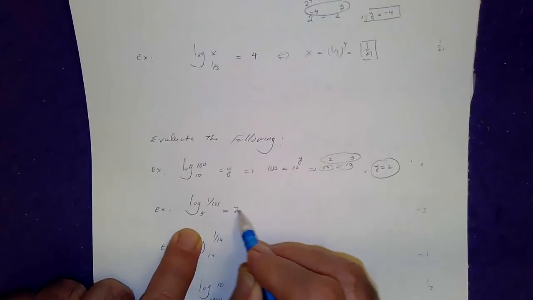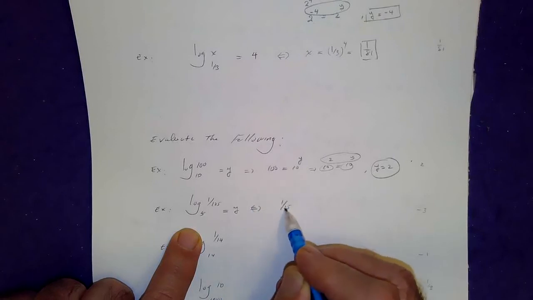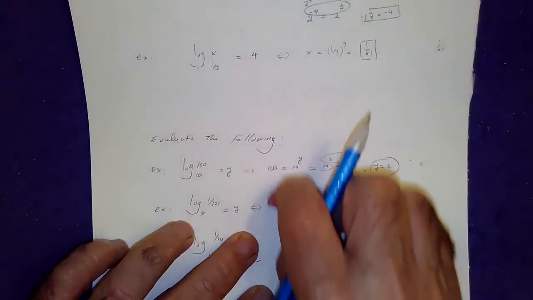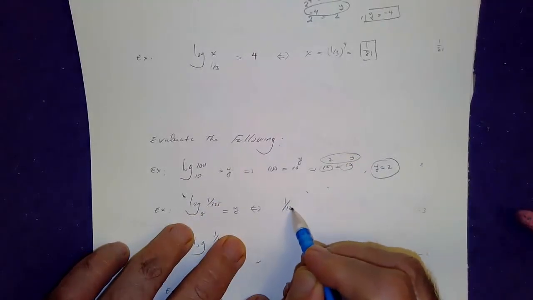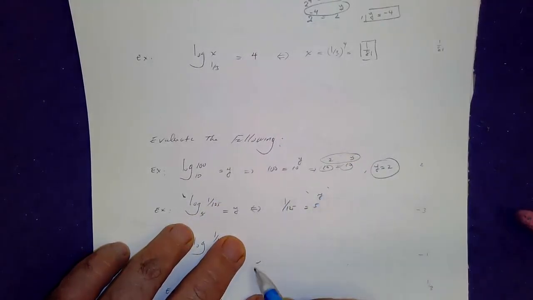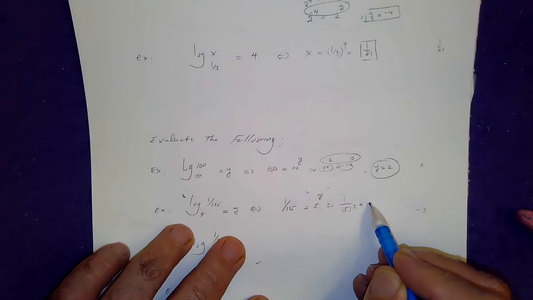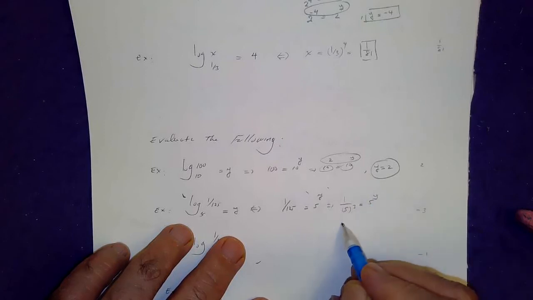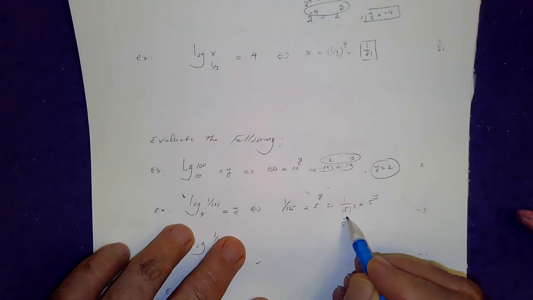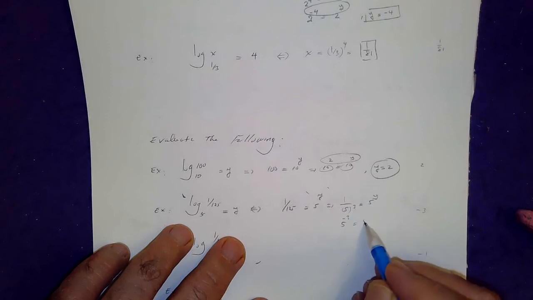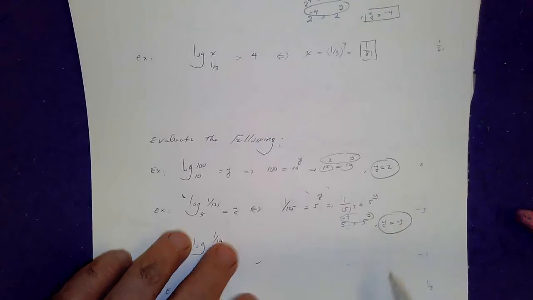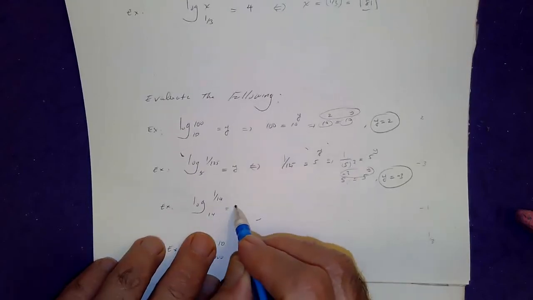What about this one? Well, that would be 1 over 125 equals 5 to what power? That would be the same as 1 over 5 cubed equals 5 to the y. But I can put that on top of the fraction and write it as 5 to the negative 3, just changing the sign of the power. And lo and behold, two exponents, same base. The powers have to match. So y has to be equal to negative 3.